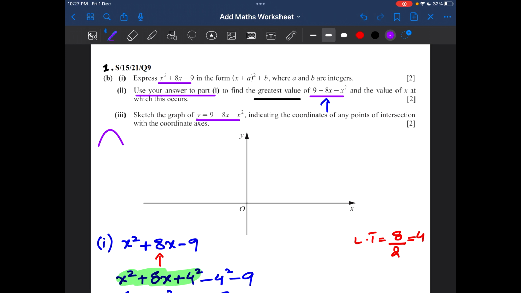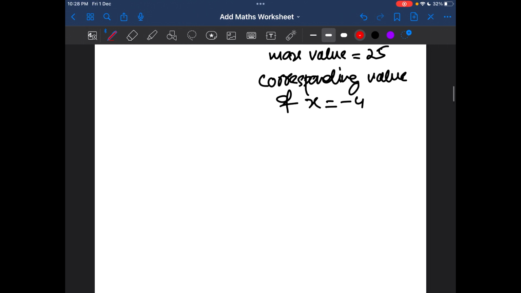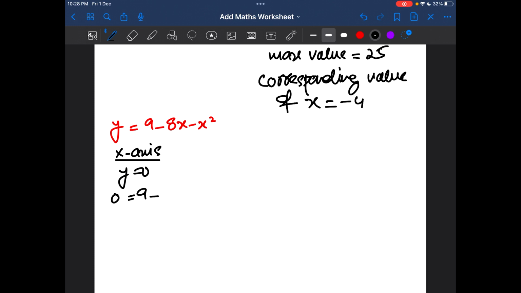But before sketching it, let's find out a few points, and in what points they are interested over here. They are interested in the coordinates of any point of intersection with the coordinate axis. They are interested in the points which are on the y-axis and on the x-axis as well. So let's find out those points. We have the equation 9 minus 8x minus x square. If you want to find the point on the x-axis, this is called the x-intercept, you're going to put y equal to 0. So I put y equal to 0 here.